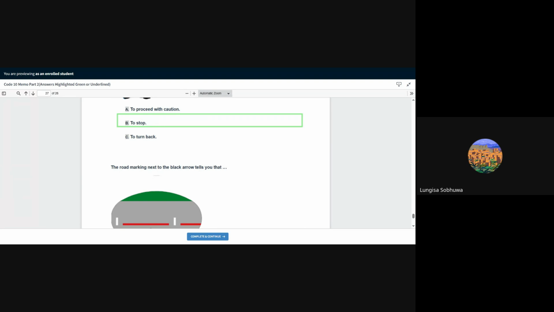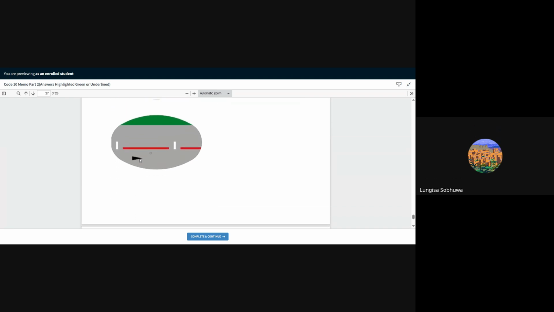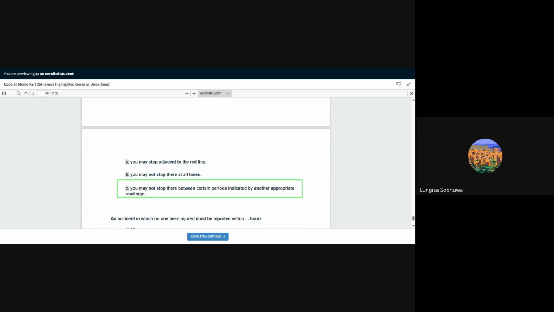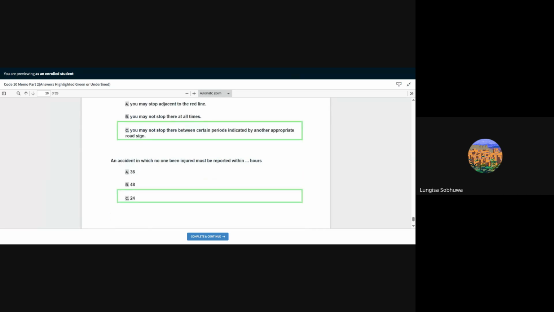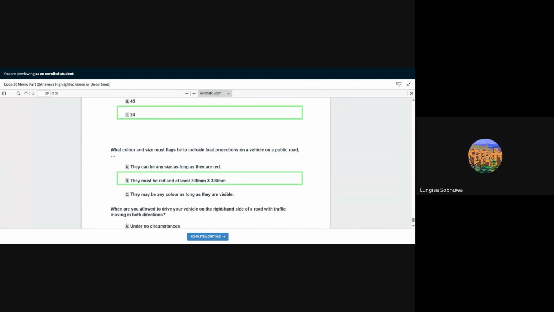And next question, this road marking next to the black arrow tells you that, let's go. It says here it's C, you may stop there between certain periods indicated by another appropriate sign. And next question, an accident in which no one has been injured must be reported within. The answer is C, 24 hours.